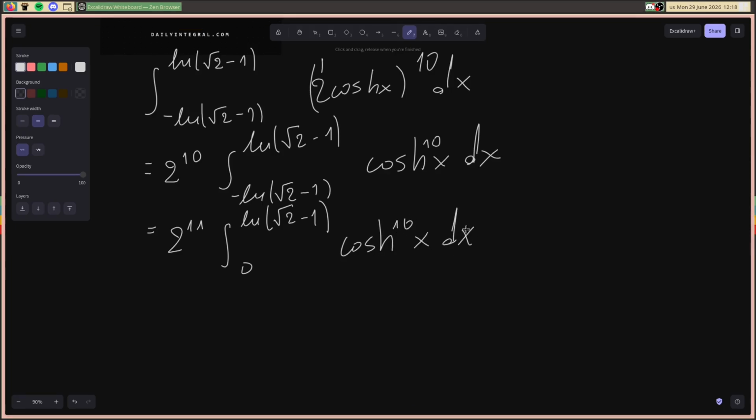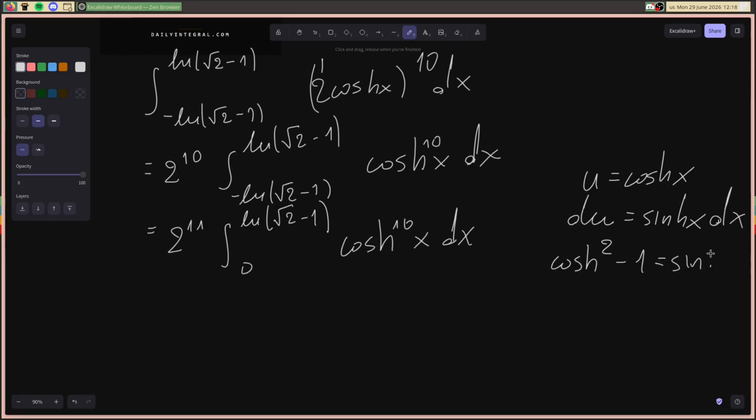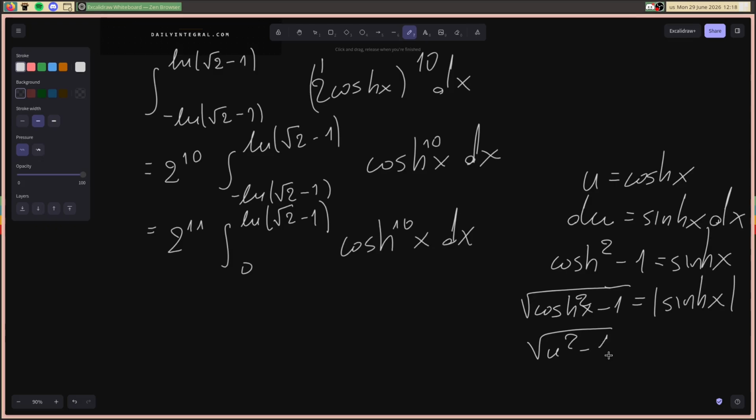10th x dx. To continue from here, we're going to let u equal the hyperbolic cosine of x, and then du is the hyperbolic sine of x, but we need to write sine as a function of cosine, which we will do using the identity that cosh squared minus 1 equals sinh squared, and take the roots on both sides. Then we end up with the absolute value of hyperbolic sine x equal to the square root of u squared minus 1.